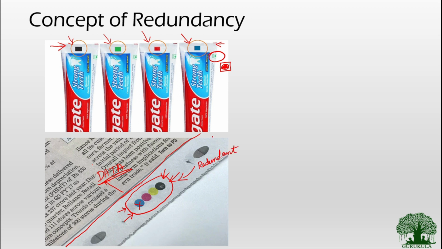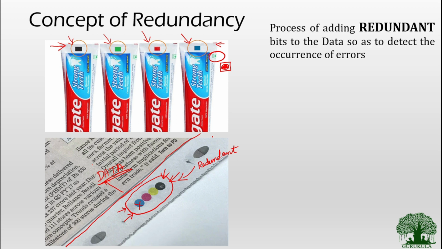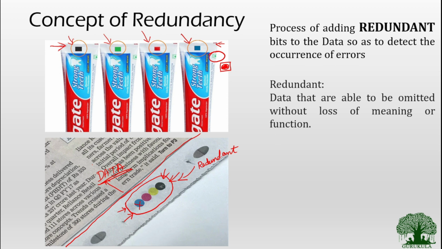Now let us try to put it in text. The process of adding redundant bits to the data is what we do for error detection and error correction. Now, what does the term redundant actually mean? Redundant is nothing but data that can be omitted without any loss of information or loss of any meaning.